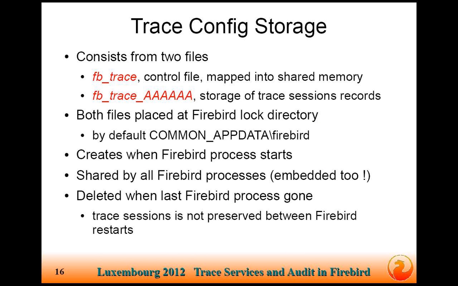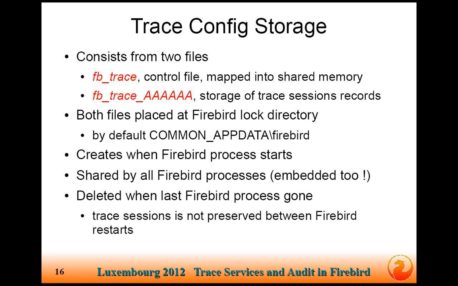So this storage consists of two files. The first file, fbtrace, is a control file. It's very small, just a few bytes. This file is mapped into the shared memory. Remember, we have the classic server, we have the embedded processes, so we must have something which could be shared between all these processes. This file has some parameters common for the configuration storage. I will speak about it in the next slide.